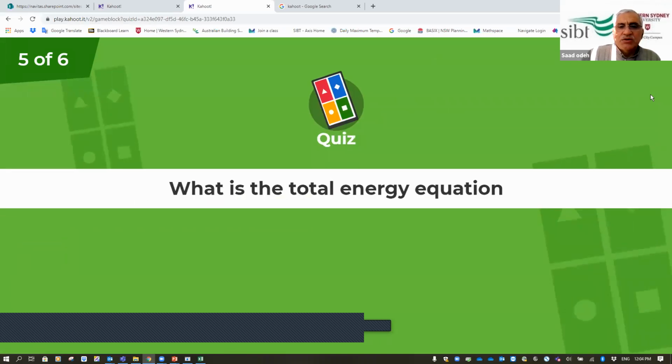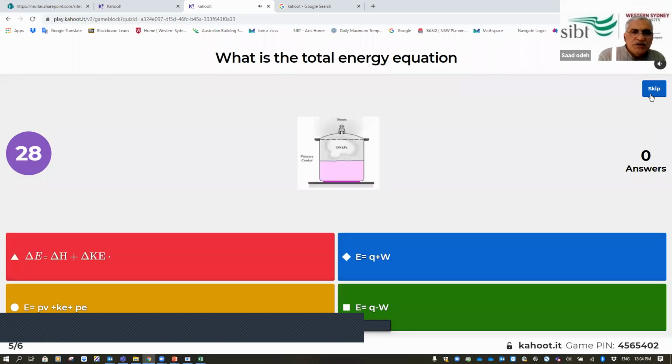Number 5, what's the total energy equation? The total energy equation is simply you need to find out which one of these is applicable. The first one, second one, third one, or fourth one. If you don't have work, then you can ignore it. If you don't have the potential energy, then you can ignore it. See which one of these is applicable.